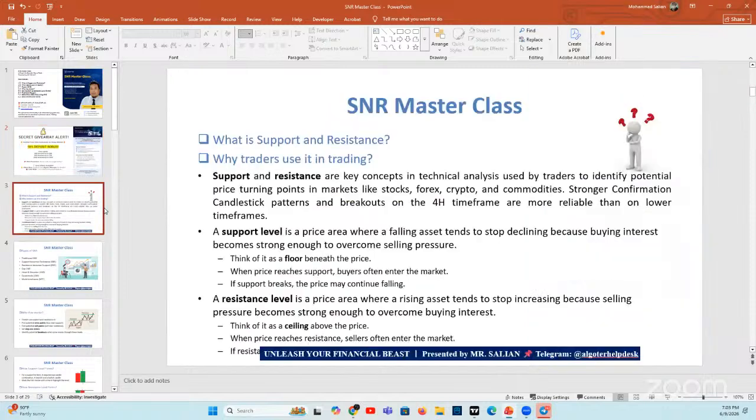All right. Okay, so SNR. Support and resistance are key concepts in technical analysis used by traders to identify potential price turning points in markets like stocks, forex, crypto, and commodities. Stronger confirmation, candlestick patterns, and breakouts on the H4 time frame are more reliable than on lower time frames, right? Because the higher the time frame, the stronger. I think I don't need to tell you about support and resistance. This is just the review. You all know this very well.